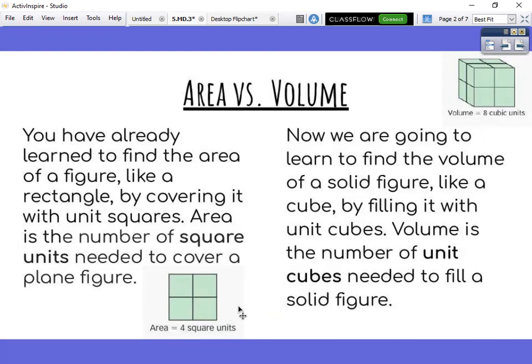Now we are going to learn to find the volume of a solid figure, like a cube, by filling it with unit cubes. Volume is the number of unit cubes needed to fill a solid figure. We have an example of a solid figure in the upper right-hand corner here. It would take 8 unit cubes to totally fill the inside of that cube. So that's how we know the volume is 8 cubic units.